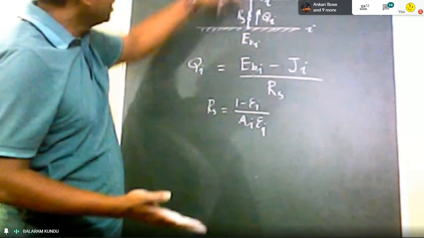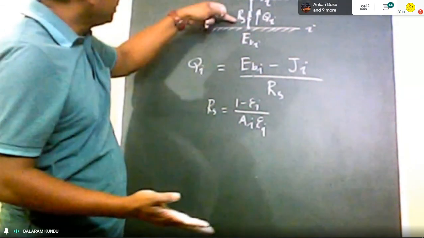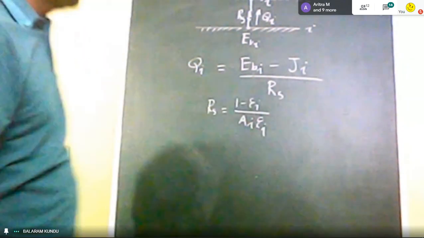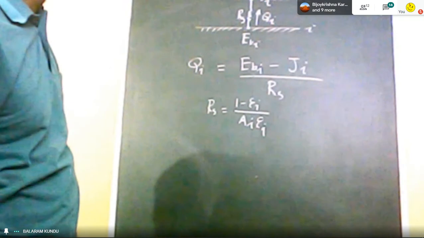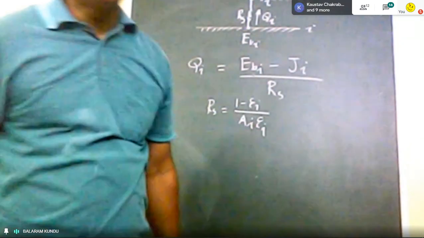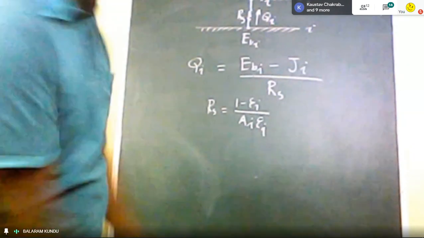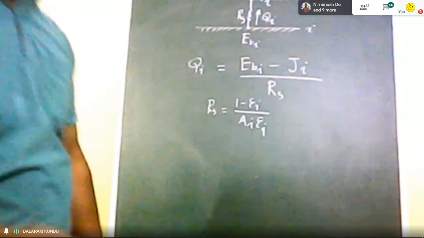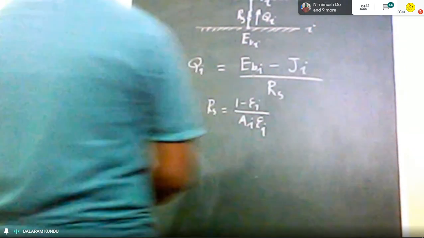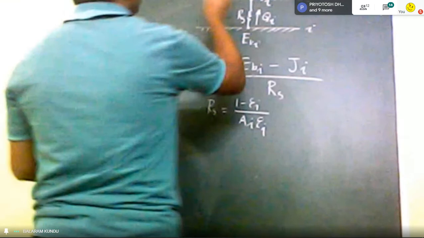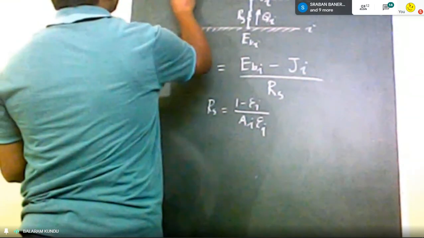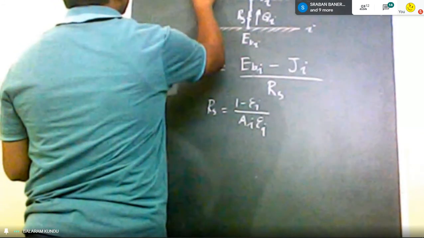So one resistance is there, that is the surface resistance, and surface resistance is equal to (1 minus epsilon) divided by (Ai times epsilon). This is called the surface resistance. Another resistance is there, that is the space resistance. I want to explain what the space resistance is.